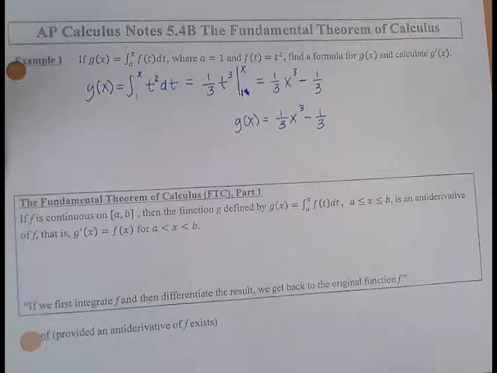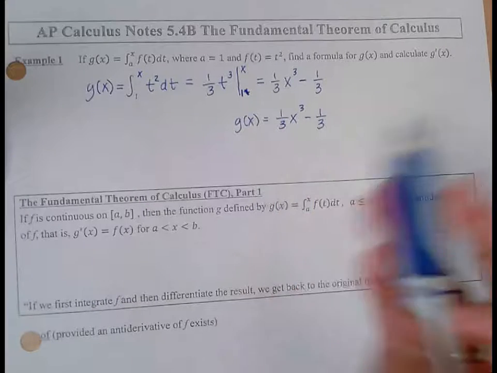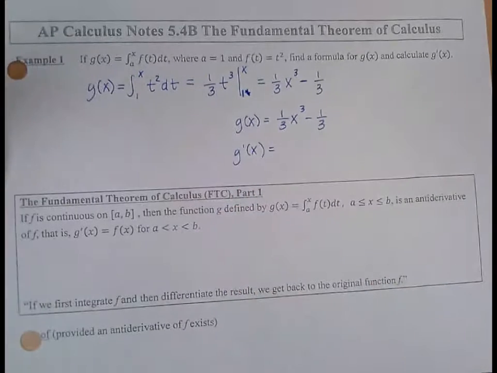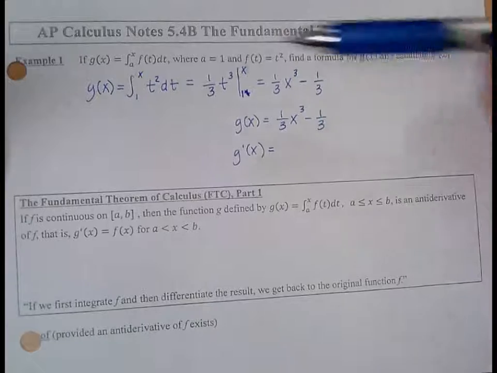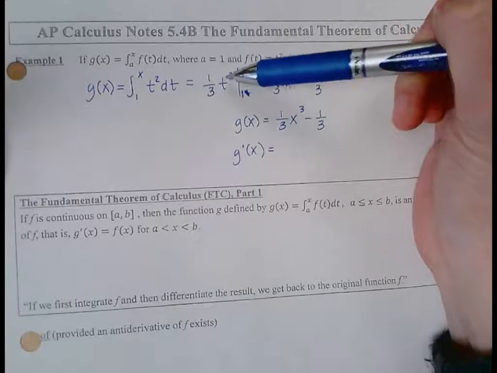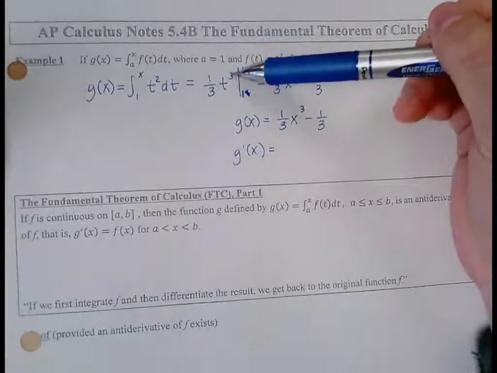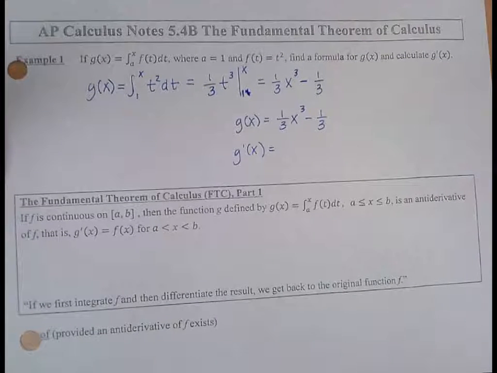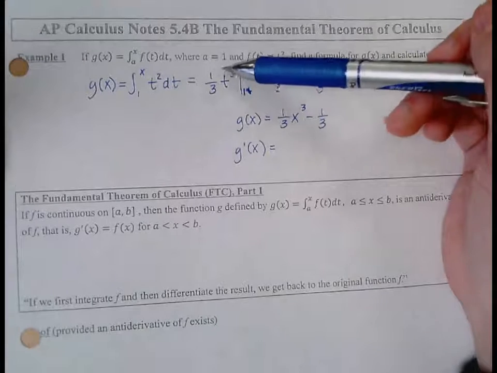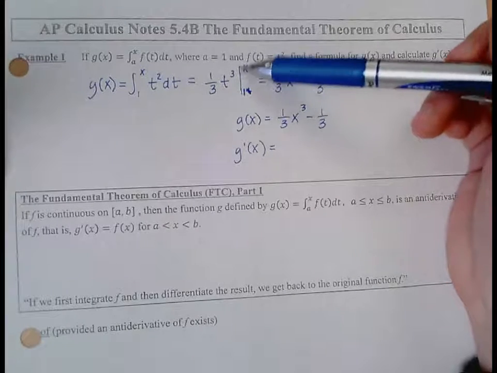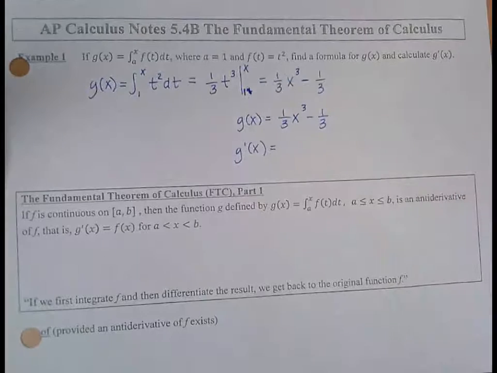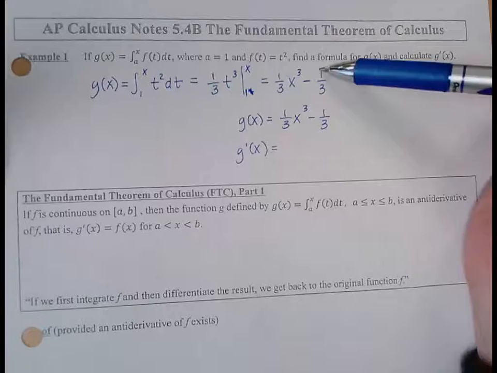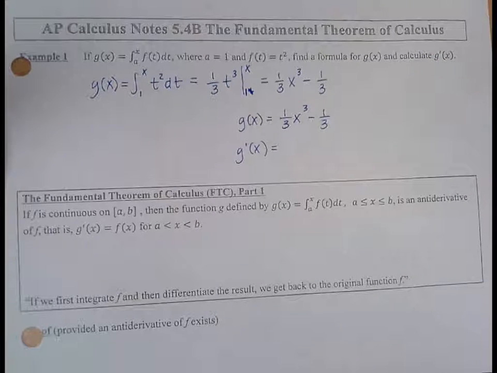Then calculate g prime. So now that I know g of x, this 1/3? Yeah. If you substitute 1 in, then 1 cubed is just 1, so you would just have 1/3. It's always, yes, it's the antiderivative evaluated at this value minus at this value. So this would be like f of b minus f of a is how it's phrased.